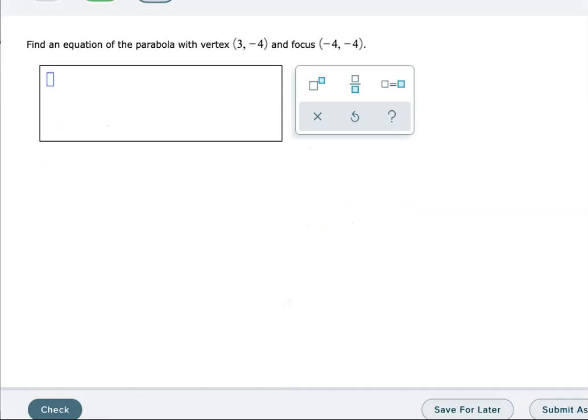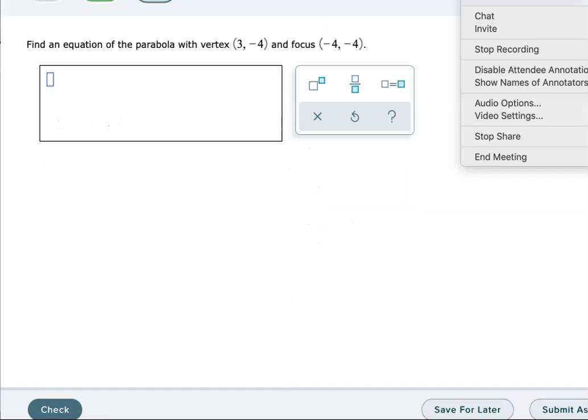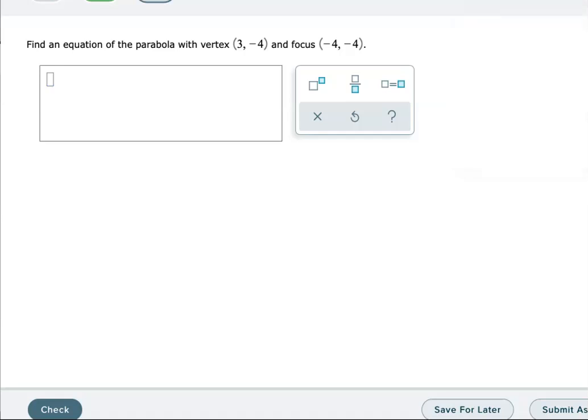The next one is asking us to find the equation of a parabola with vertex (3, -4) and focus (-4, -4). So I am going to open up a tool to graph this, just a rough sketch. All right, I said MathType. I don't know why I said that.